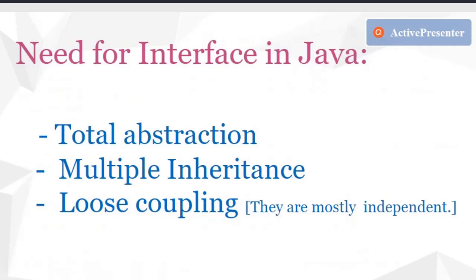Need for interface in Java. So what is the need? We achieve total abstraction, we can achieve multiple inheritance, and we can achieve loose coupling, that is mostly independent. It is up to you. You use your own logic and prepare easily. It is completely independent.